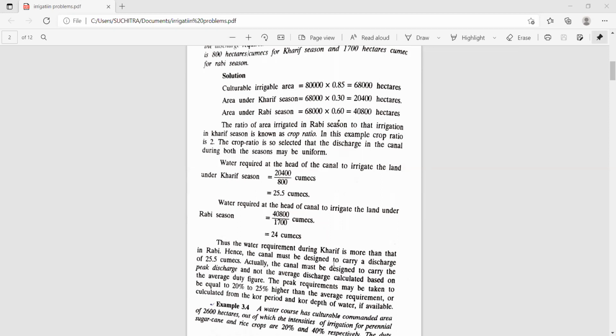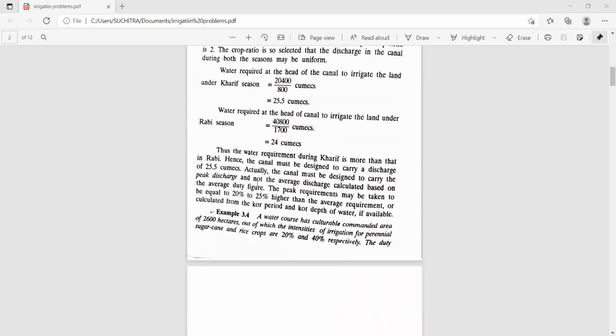So hence the canal must be designed to carry a discharge of 25.5 cubics. Actually, the canal must be designed to carry the peak discharge and not the average discharge calculated based on the average duty figure. So the peak requirement may be taken to be 20 to 25% higher than the average requirement. So it will be more than this 25.5 cubics, because the canal has to carry more than this discharge, because losses will take place due to conveyance losses and evaporation losses.